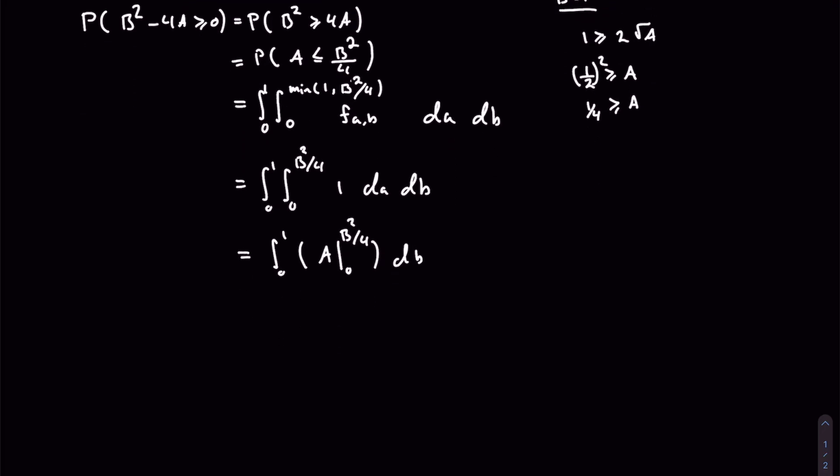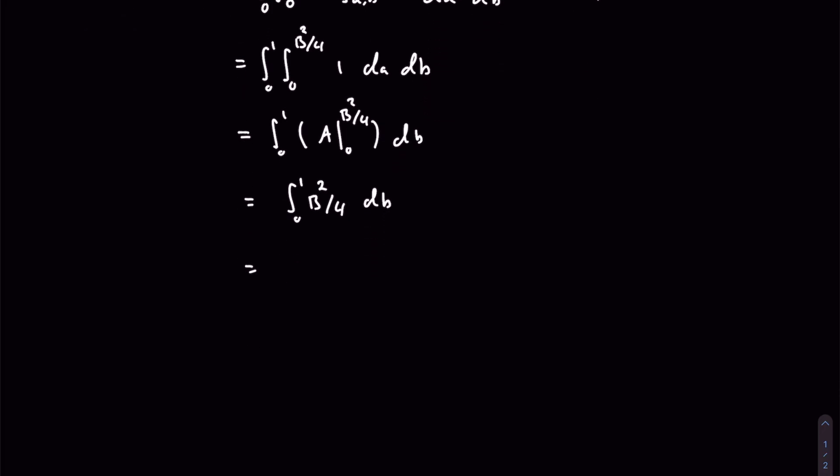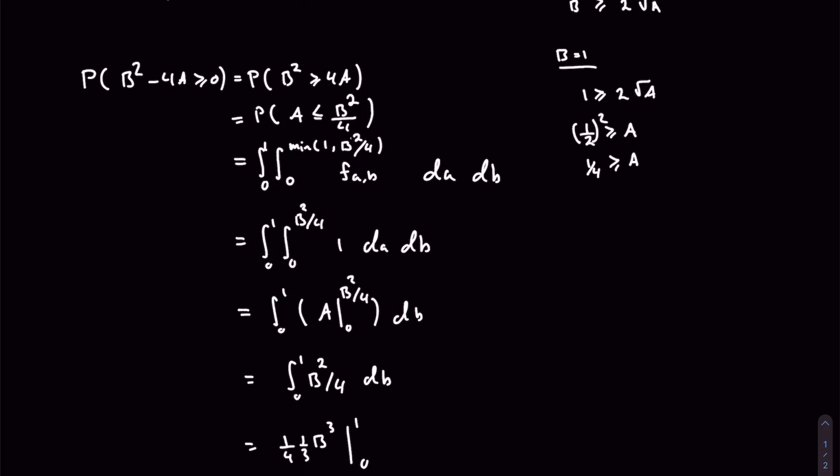and that will be just b squared over 4, because we'll be taking the upper limit and subtracting off 0, and so here we have b squared times 1/4, dB, and that is now b cubed over 3, this is 1/4 times 1/3, and this will be 1/12. That is indeed the probability of getting a real root.